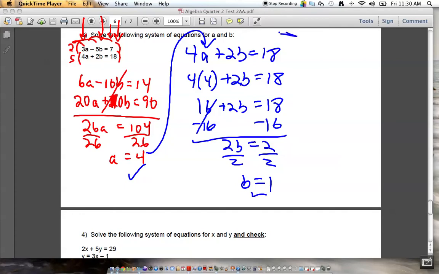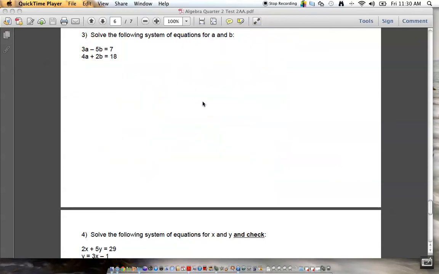The problem does not say to check, so I am completely done. A is 4, b is 1. Okay, first part done. Next part.